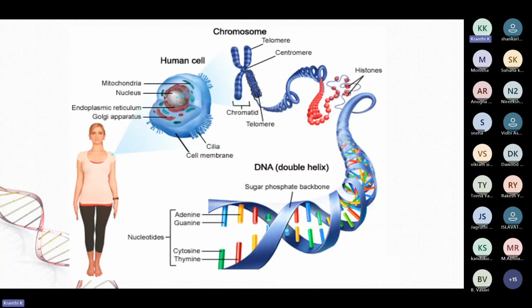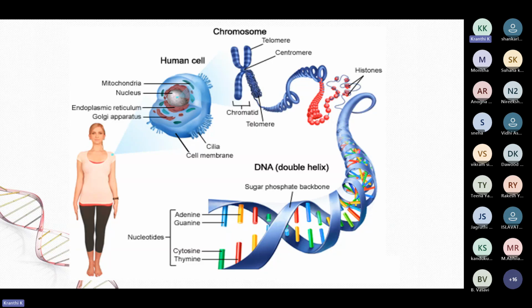We have a lot of chromosomes, 23 pairs. Out of 23, one pair is the allosome, and the remaining are autosomes. I think you know about this. Then the DNA structure is coiled around histone proteins and compacted as a chromosome.